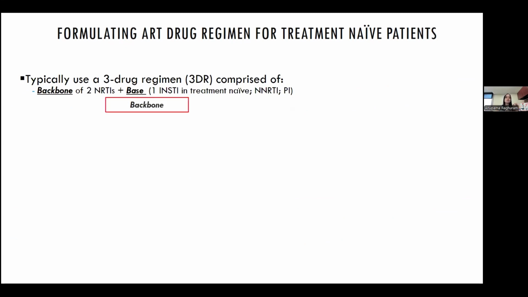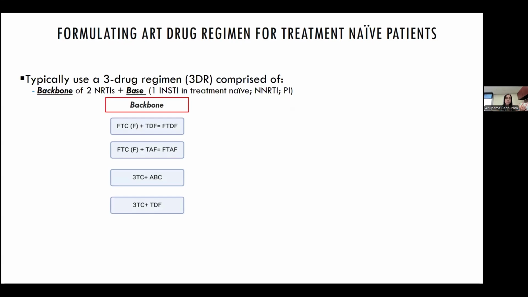Okay, so as far as backbone, what are your options? Your options today are FTDF, FTAF, and then we talked about lamivudine abacavir, and you can do lamivudine and old tenofovir, also co-formulated.